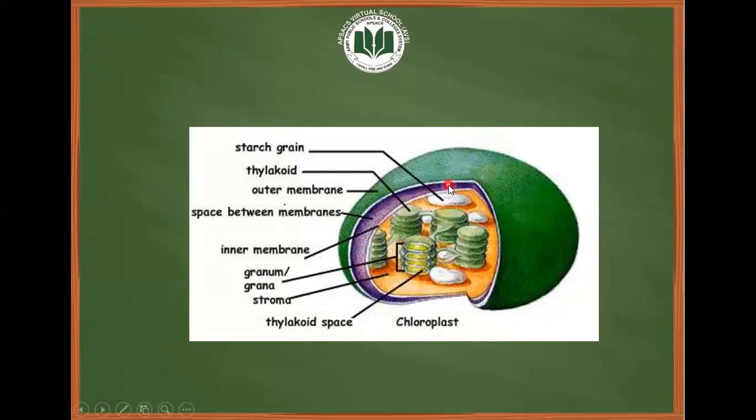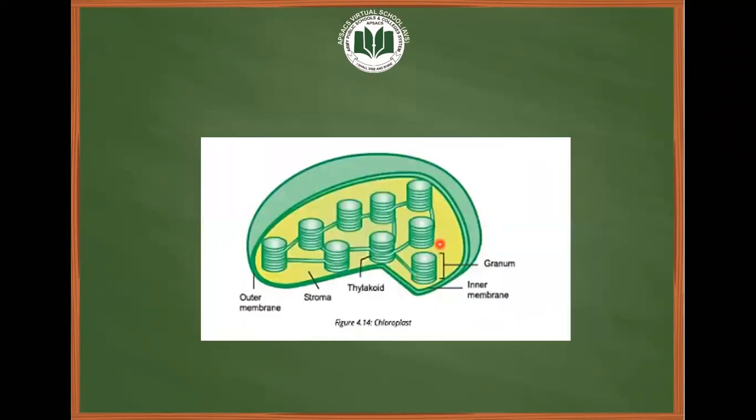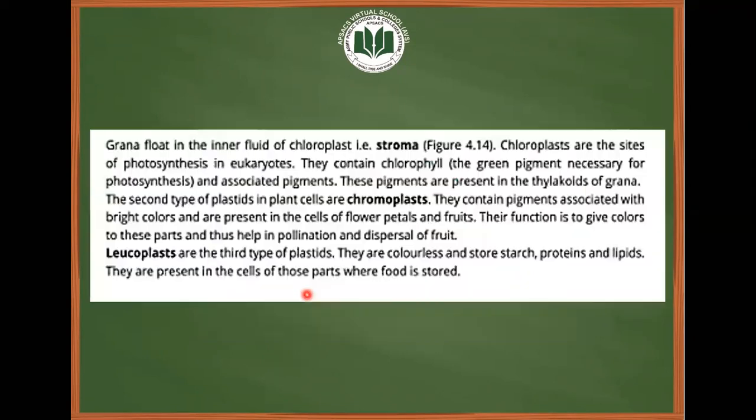You can see here, the green one is the outer membrane, and the purple one is the space between these two membranes. The inner membrane forms the infoldings known as thylakoids. The stack of thylakoids is known as granum, singular grana, and the space between these thylakoids is known as thylakoid space. You can see here the outer membrane, the inner membrane. This is the inner membrane and this is the granum. This whole stack of thylakoids is known as granum, and this is the stroma in which these thylakoids are present. Grana float in the inner fluid of the chloroplast known as stroma.